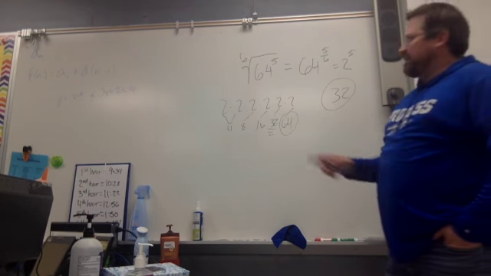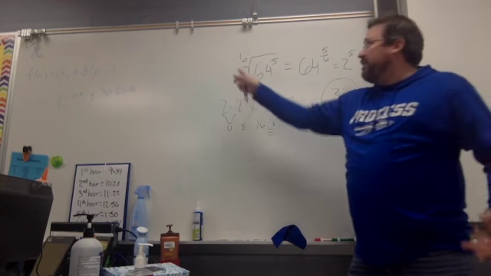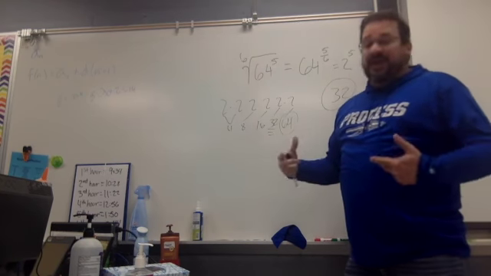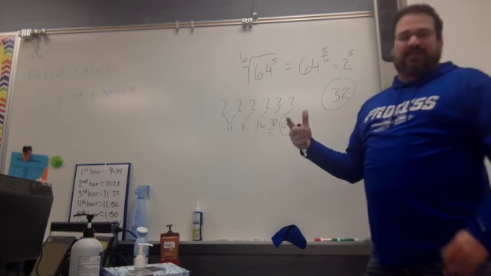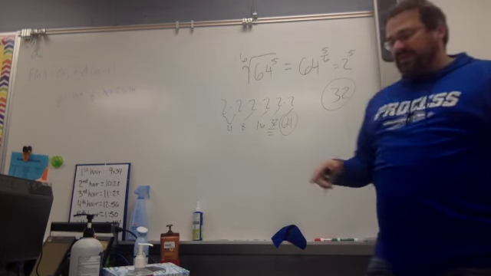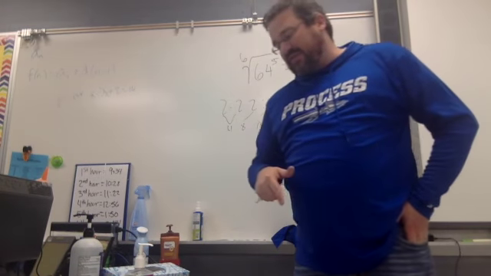That's how you simplify these. So if you can, take the root of them first, figure out what number times itself this many times, and then if you have an exponent inside there, then you can multiply that back out to give you your answer. And that'll help you do numbers 12, 13, 14, 15, 16, and 17.